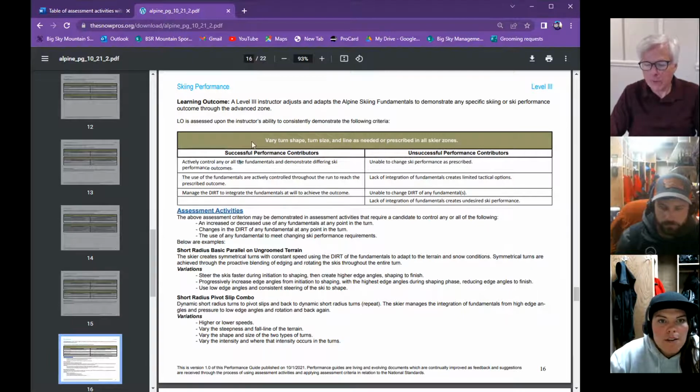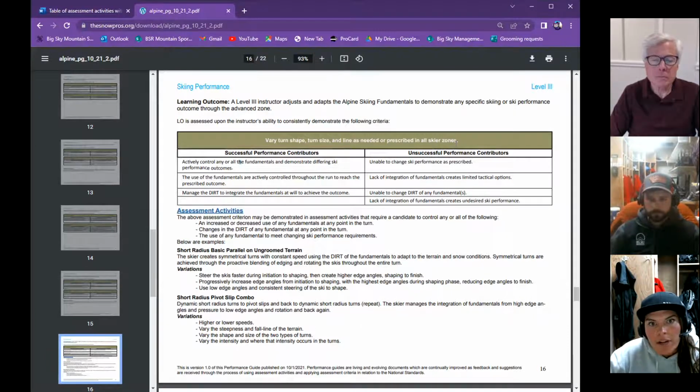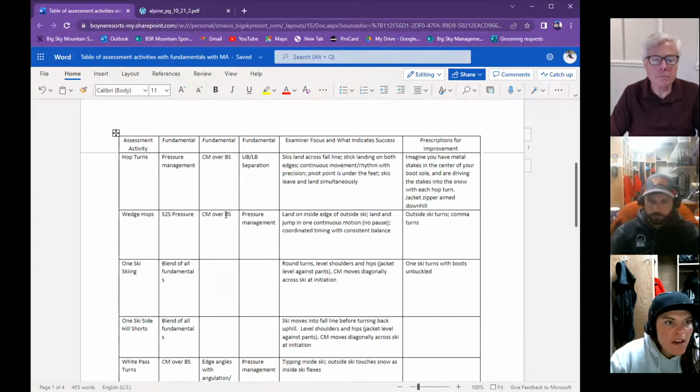And so what's interesting is this one, it's on our assessment form: vary turn shape, turn size, and line as needed or prescribed in all skier zones. And so in a lot of these successful performance contributors, outcome is put on here a ton.